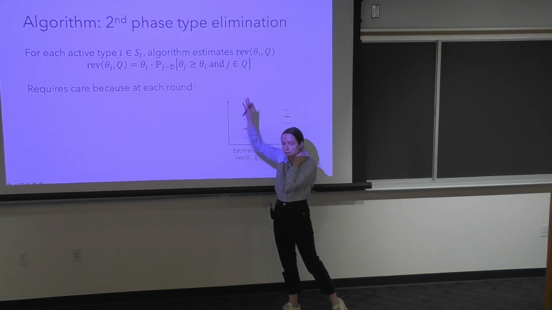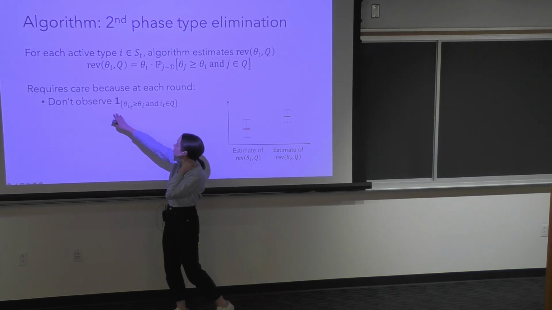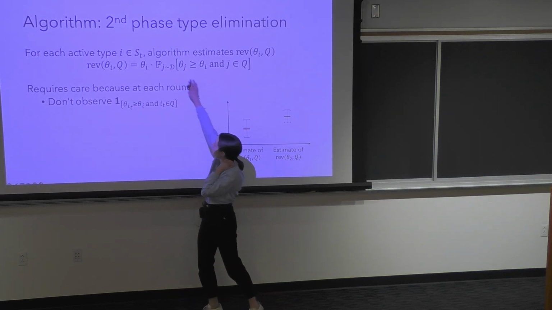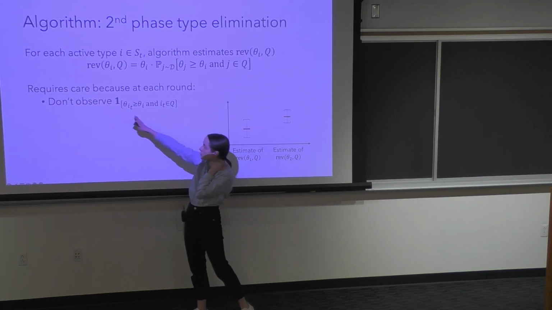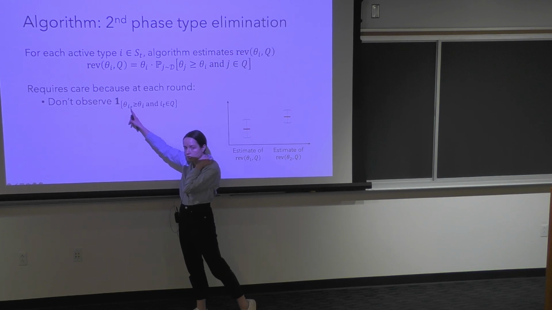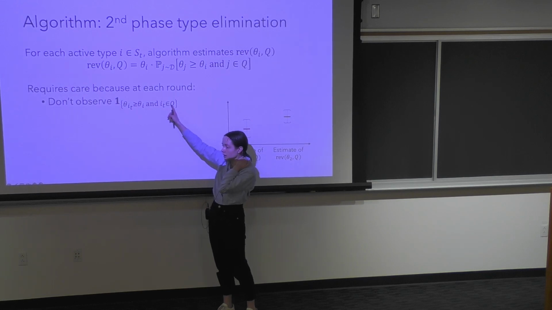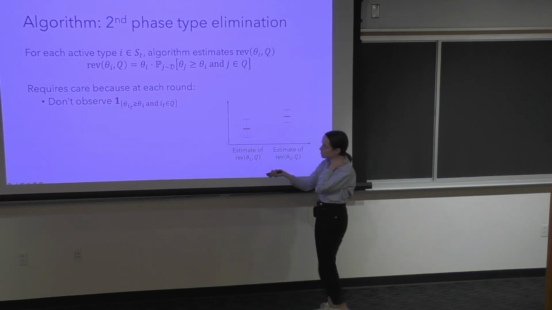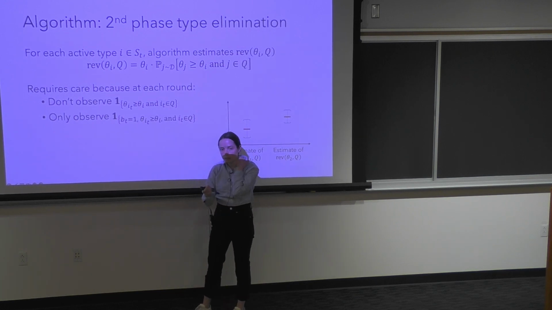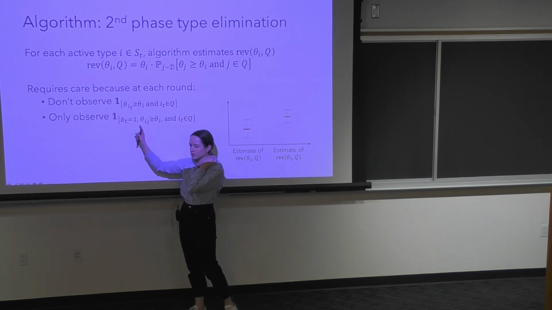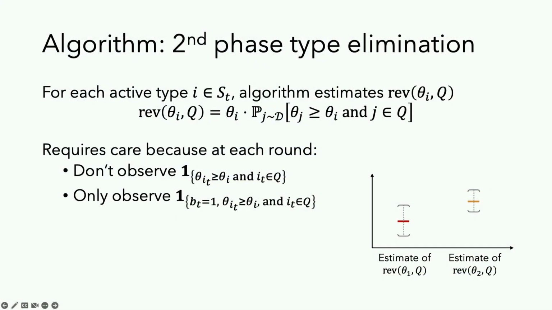And doing this estimation, I just want to mention, actually takes some care, because at each round, we don't actually observe the thing we would need to just use a Hoeffding bound. We could use a simple Hoeffding bound if we observed whether the agent on that round would have bought at a price of theta I and that agent is inside of Q, but we don't actually observe this. We only see the type of the agent if they bought. So actually creating these estimates of the revenue takes some care.